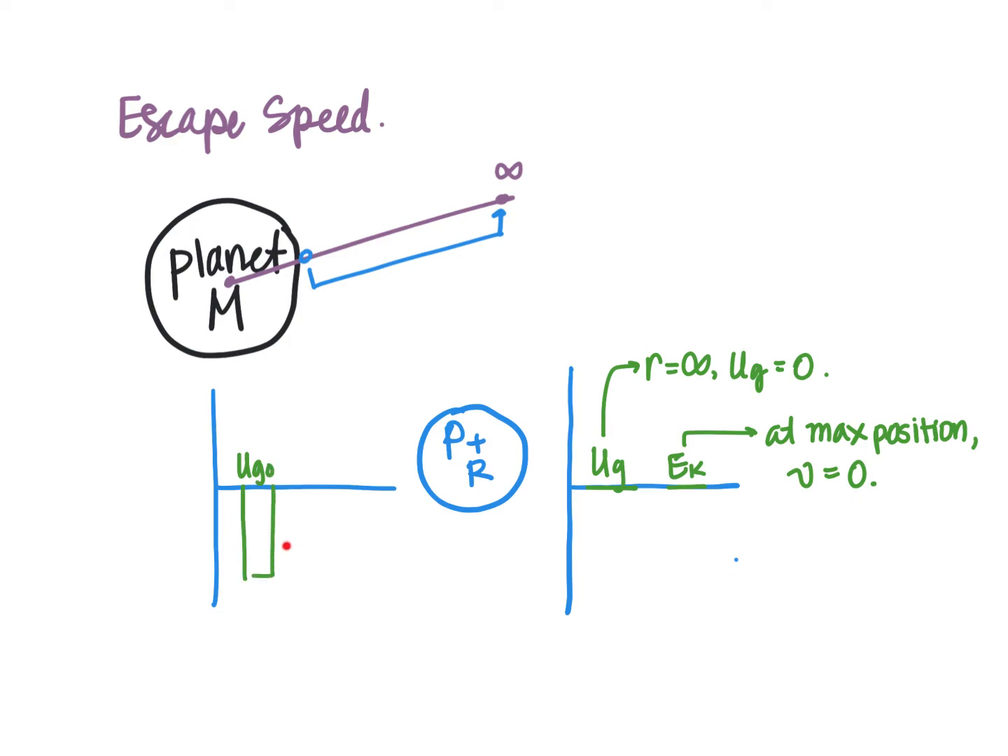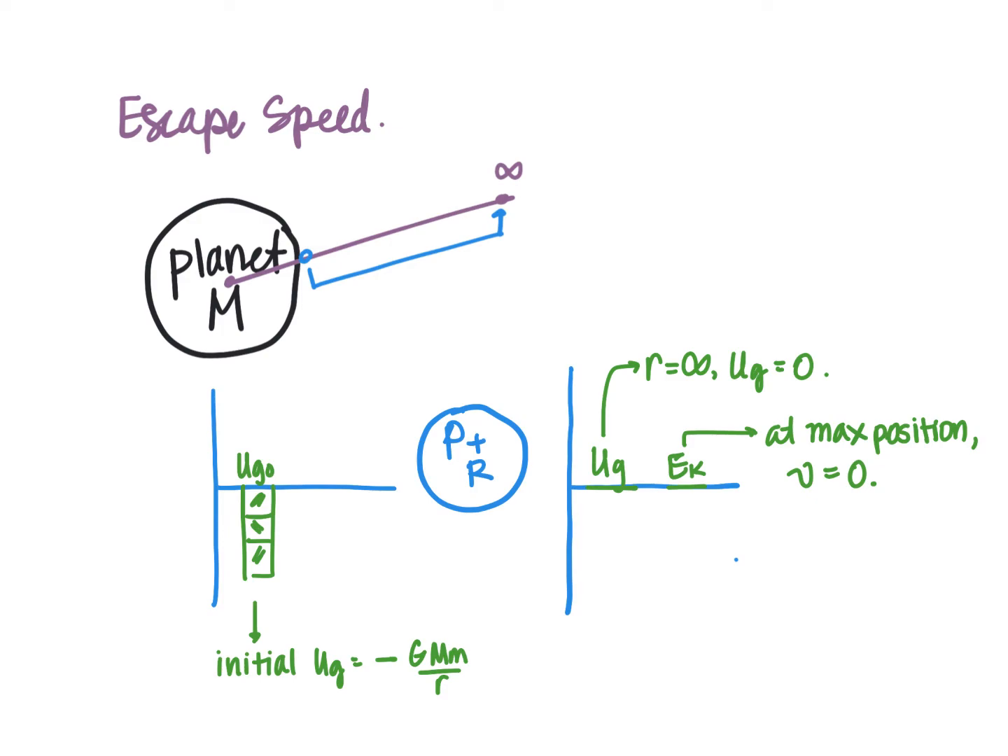Now initially, because the energy stored between the planet and the rocket is negative, it is drawn in the negative quadrant here. So the negative GMm over r is represented by these blocks below the 0 axis.